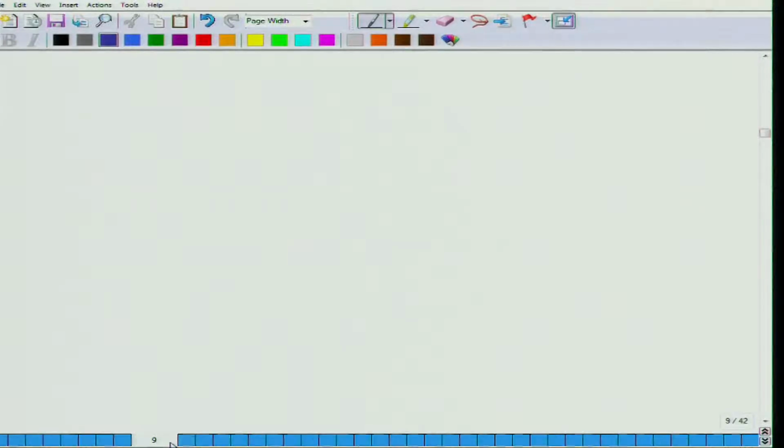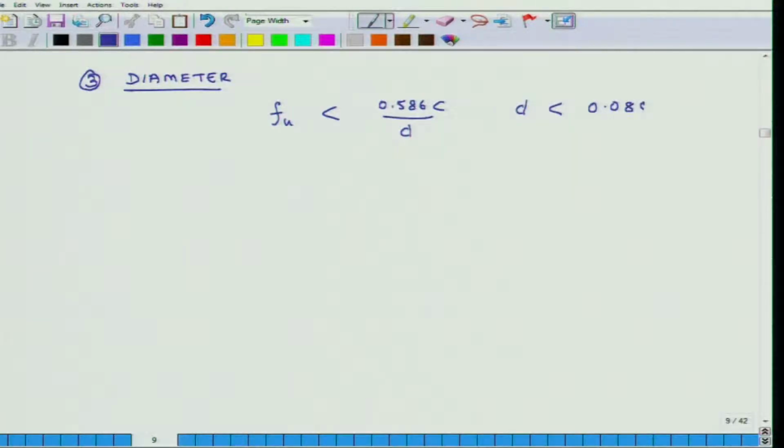Okay. The third thing is, what about the diameter? So the consideration for this is that Fu, which is the upper frequency limit, should be less than 0.586 C over D. And if you do the math, Fu is 2300 hertz, so D should be less than 0.088 meters, that is 8.8 centimeters. So I take D equals 8 centimeters.